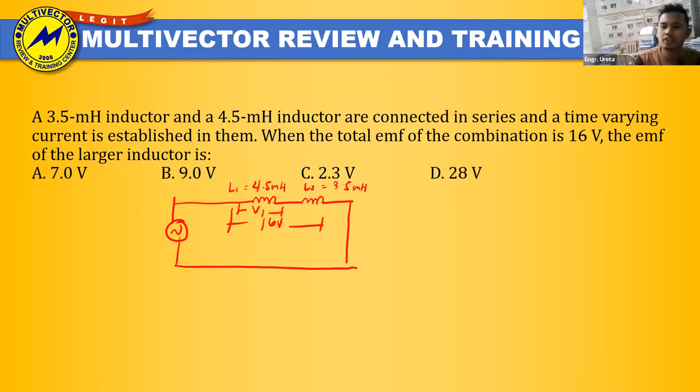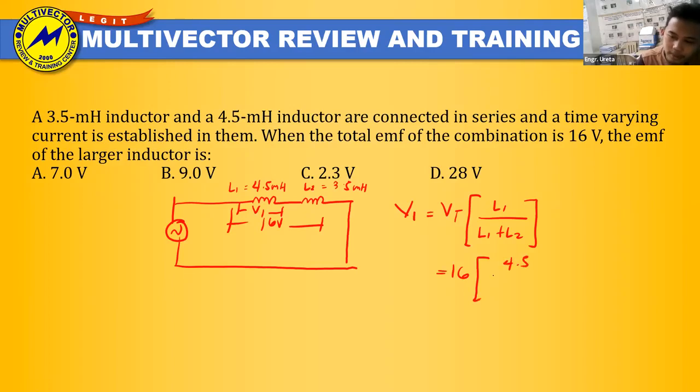Since the total inductance behaves like resistance, we can also use the idea behind the voltage divider theorem. So V1 is just equal to the total voltage, 16, times L1, which is 4.5, over L1 plus L2, 4.5 plus 3.5. So the correct answer here is letter B, 9 volts.